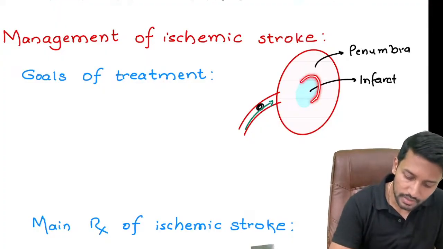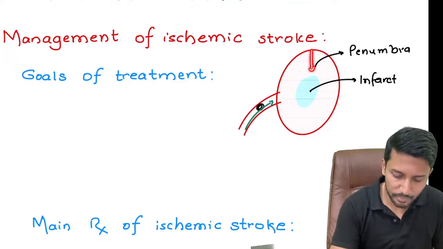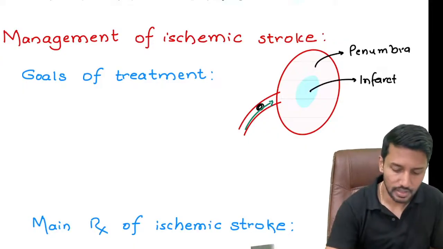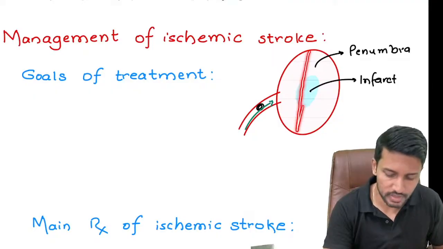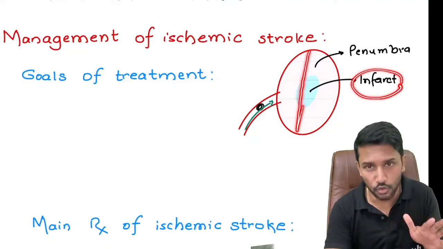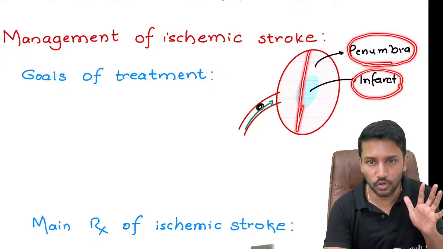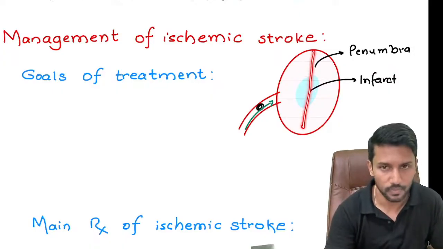Now, can I recover the infarcted tissue? No, it is gone, right? Can I save this penumbra tissue? Yes. Now, when I see the patient, his inabilities or loss of function is because of the whole of this area. The area which is infarcted is not working. The area which is ischemic but not yet dead is also not working. So whatever deficit I am seeing in a patient is because of this.